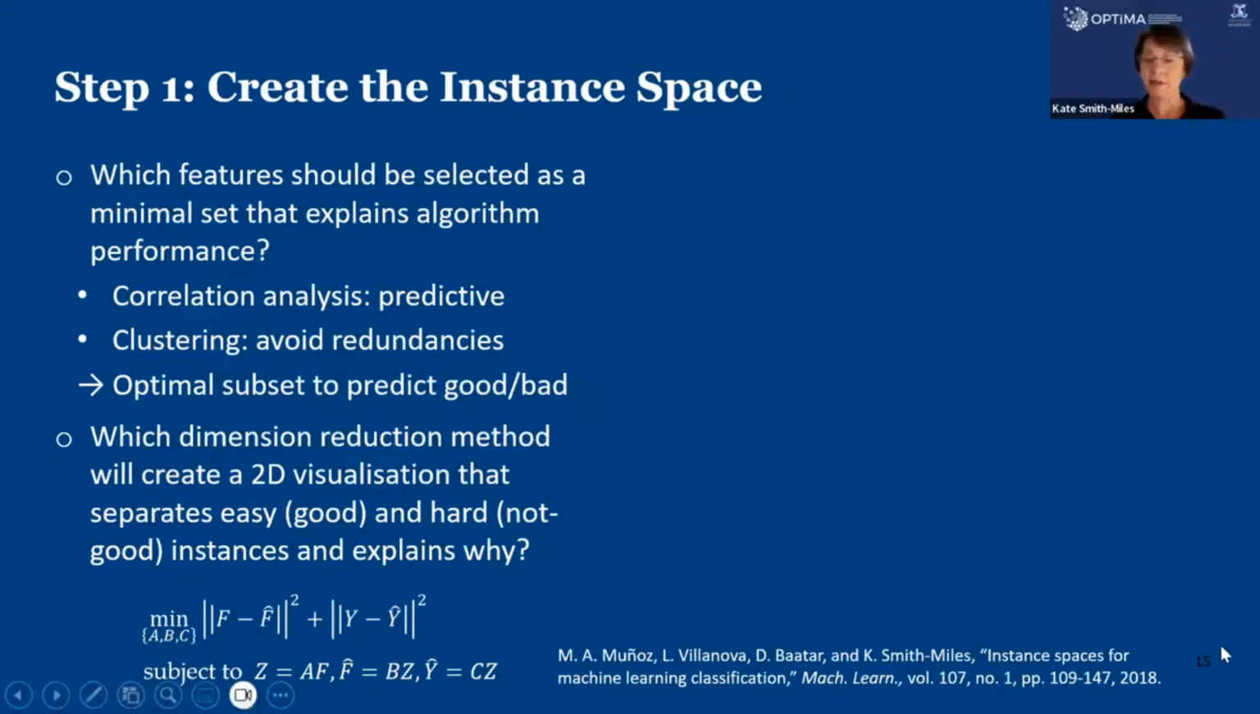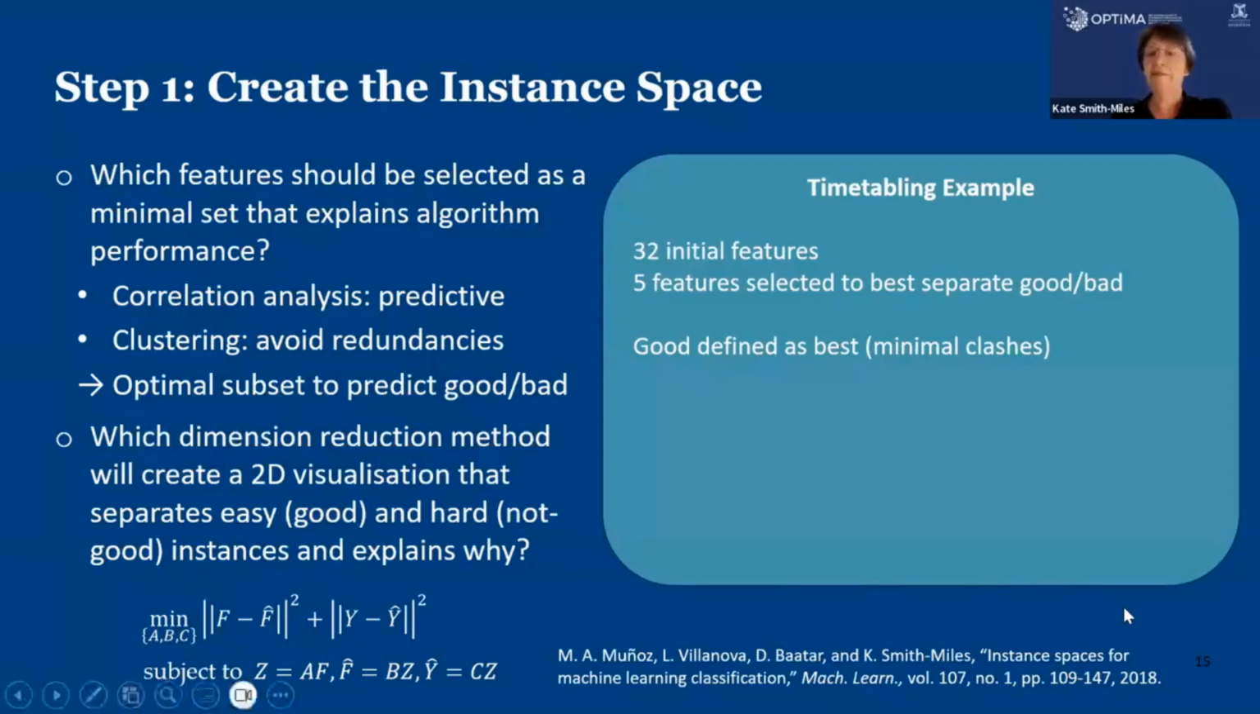So the details are in this 2018 paper published in Machine Learning. In the appendix, I think we have the details of the projection algorithm. But for the timetabling case study, let me just say that we started out with 32 initial features, just a brainstorming idea of what makes timetabling hard. You know, the number of students, the number of lecture theatres, but also properties of the underlying graph colouring problem.